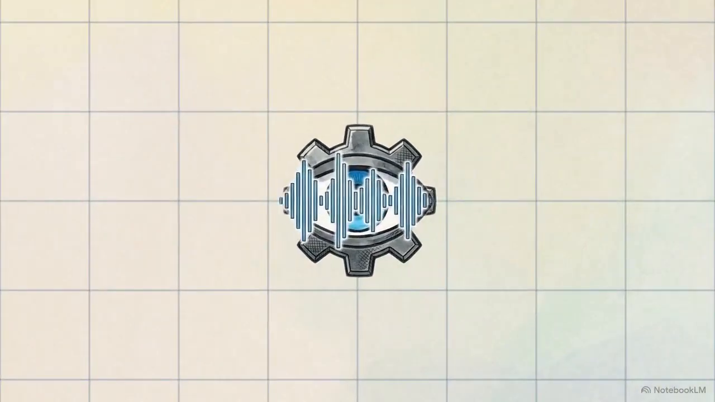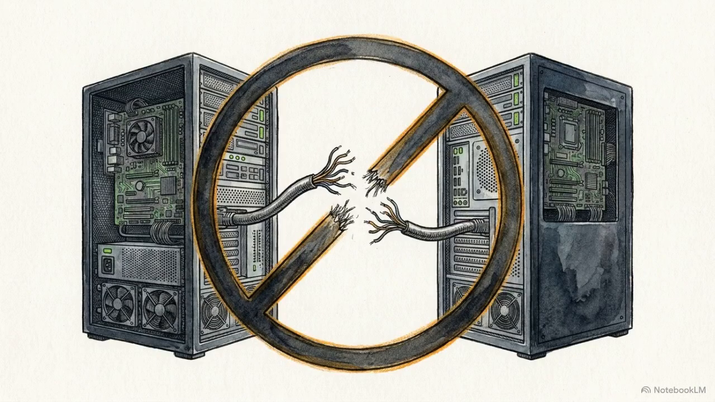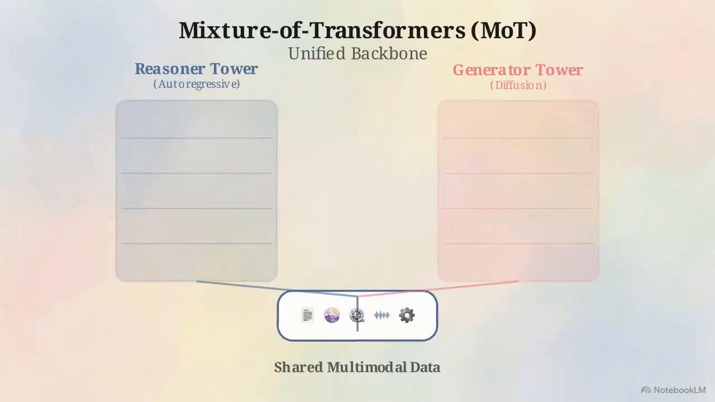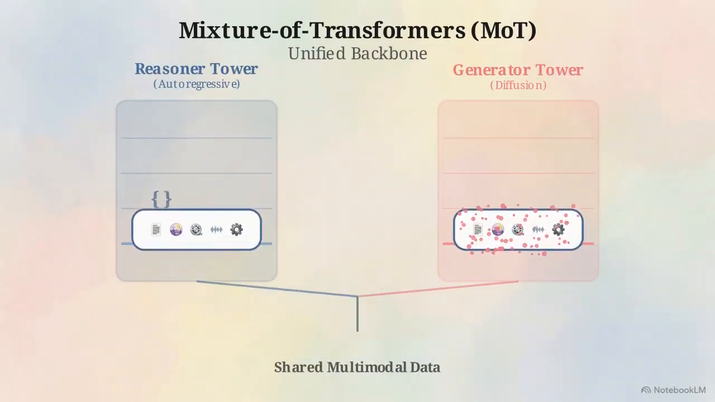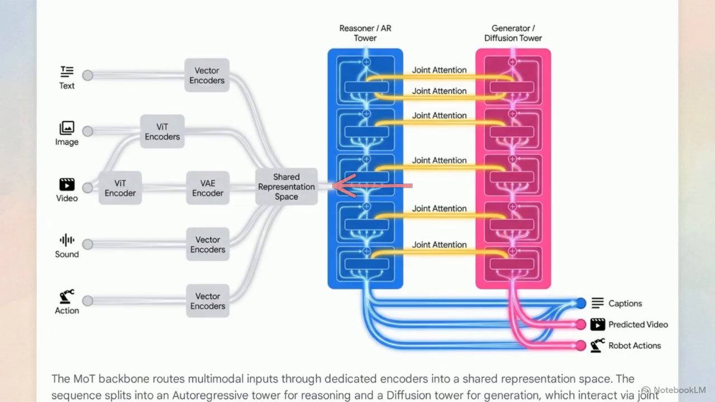By forcing visual data, ambient sound, and motor commands into a shared latent space, the model avoids the data loss that occurs when translating information between isolated systems. Inside the mixture of transformers, or MOT, backbone, the system splits the shared representational data across 2 distinct computational paths. This 2-tower configuration is designed to separate the analytical process of reasoning from the generative process of imagination.